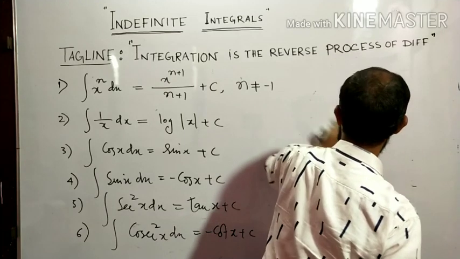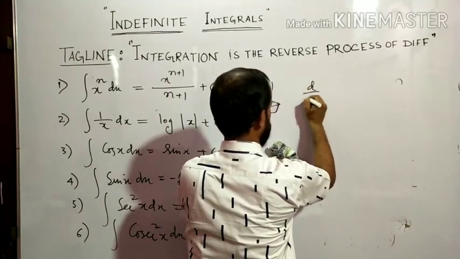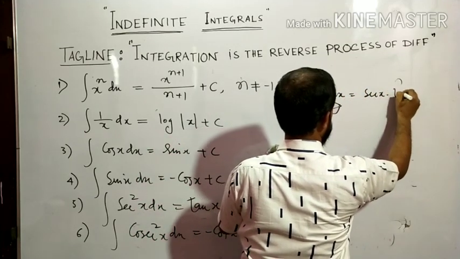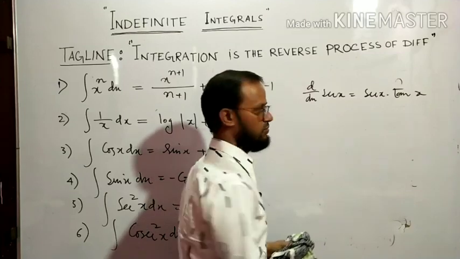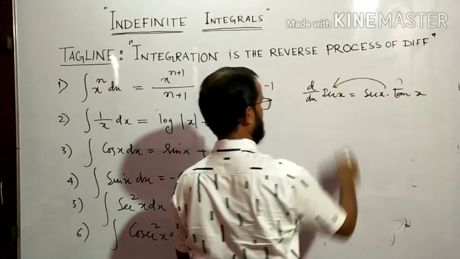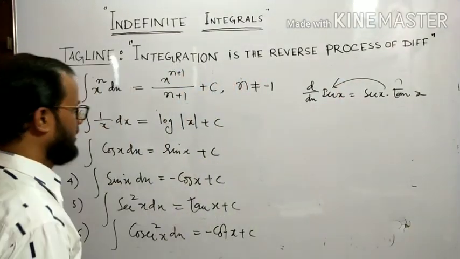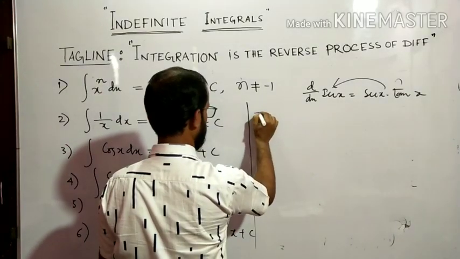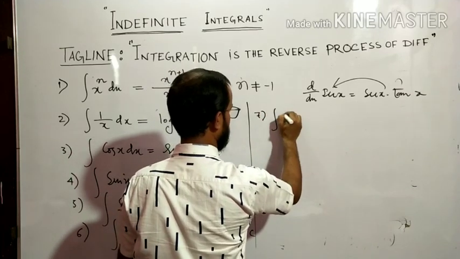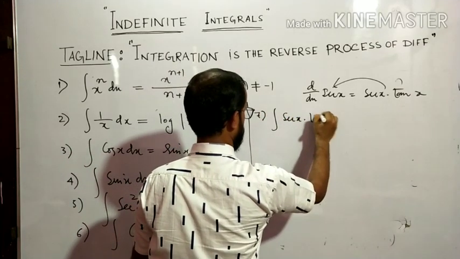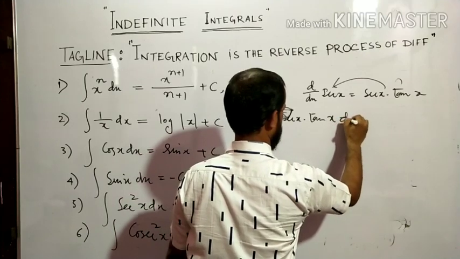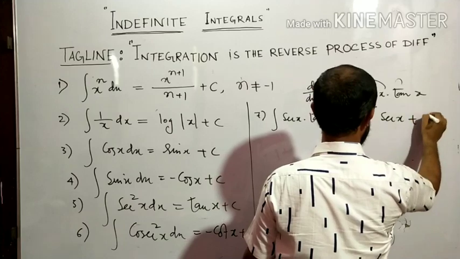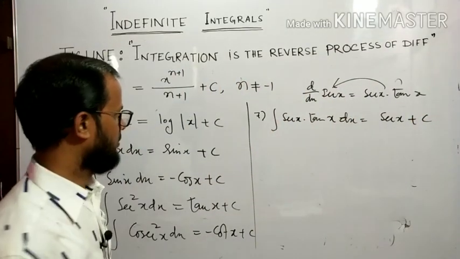You also know few chapters, like d/dx of sec x is equal to sec x into tan x. So its integral will be sec x. So you can write the list of formulas like that. Integration number 6, 7: integral of sec x into tan x into dx is equal to sec x. Everywhere, c will be added.